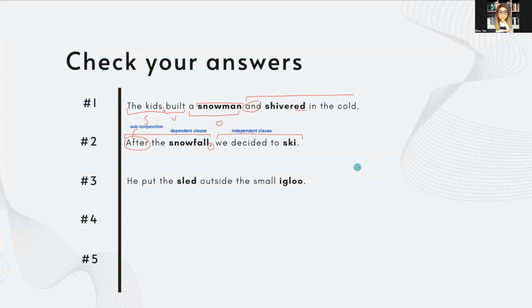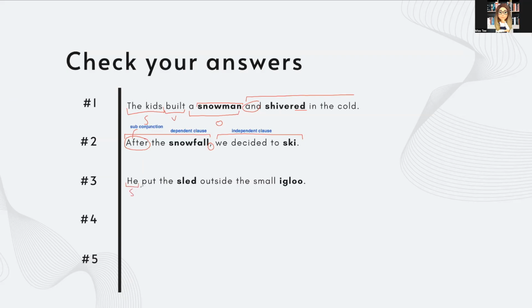Number 3, he put the sled outside the small igloo. This is actually one clause. It just has a preposition to extend it a little bit, so it seems really long, but it's just one single clause in a long sentence.